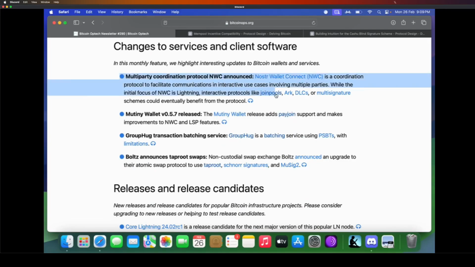Multi-party coordination: NWC announced. Nostr Wallet Connect is a coordination protocol to facilitate communications and interactive use cases involving multiple parties. The initial focus of NWC is Lightning. Interactive protocols like joinpools, ARK, DLCs, or multi-signature schemes could eventually benefit from the protocol.